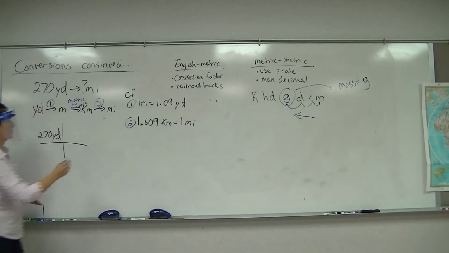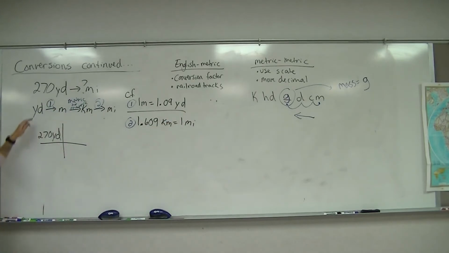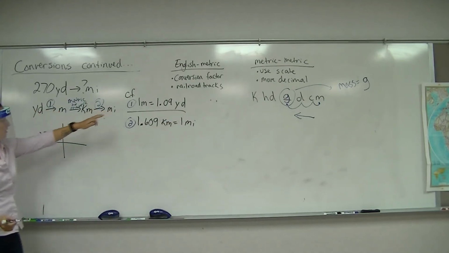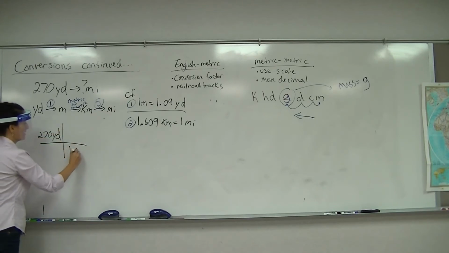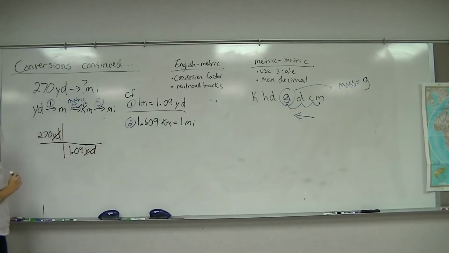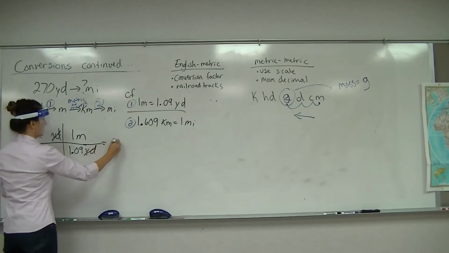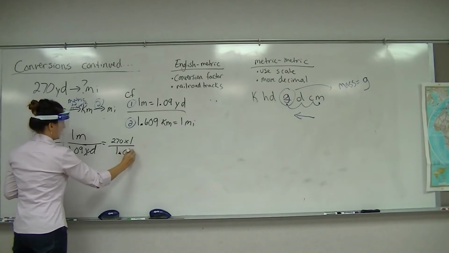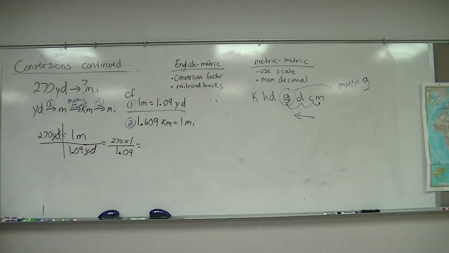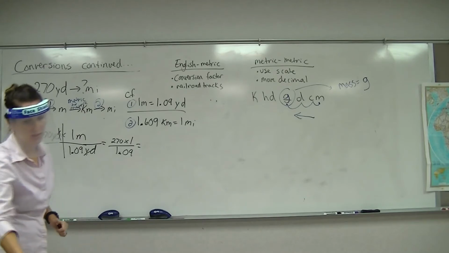So I'm going to use the first conversion factor to get from yards to meters. Do I want the yard portion on the top or the bottom? Bottom. I want it to cancel. Remember, they need to be on opposite sides of the horizontal line so that the yards and yards cancel. That 1 meter then will go on the top. So in this case, I'm dividing. When I calculate this out, I get 270 times 1, divided by 1.09. I'm not going to worry about sig figs till the very end. No rounding until you get to the end of it.